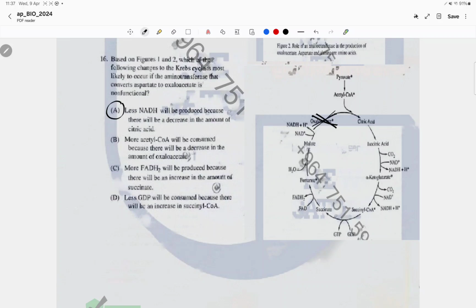And of course, if you don't make citric acid, you cannot make NADH, which will be made in 3 subsequent steps. So it's going to be choice A.